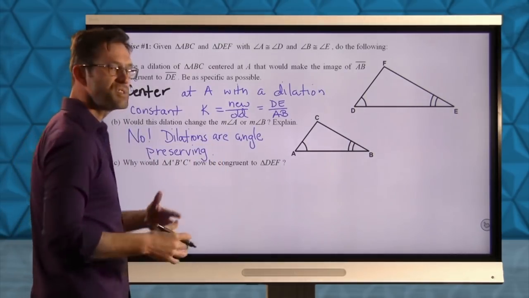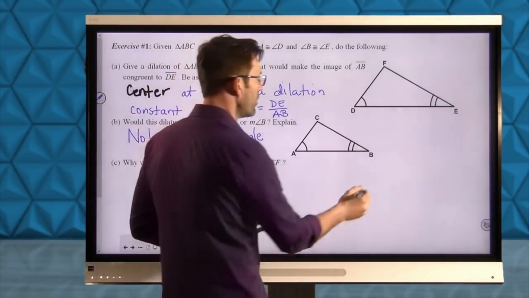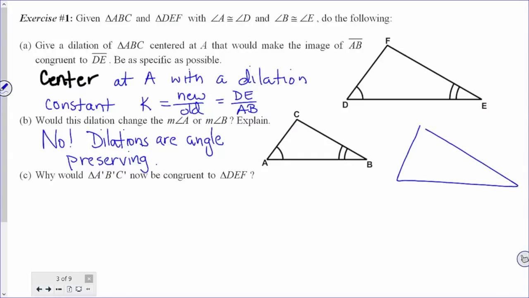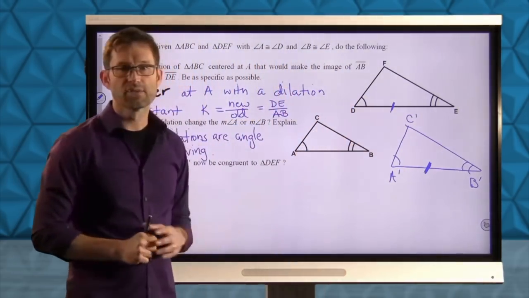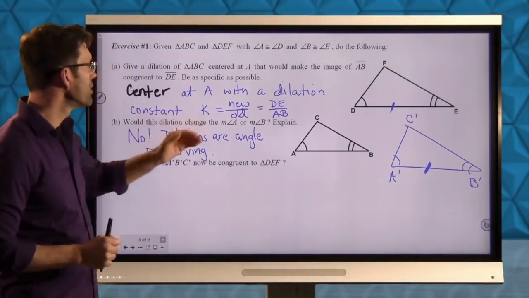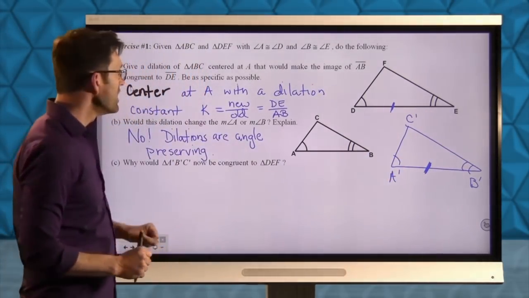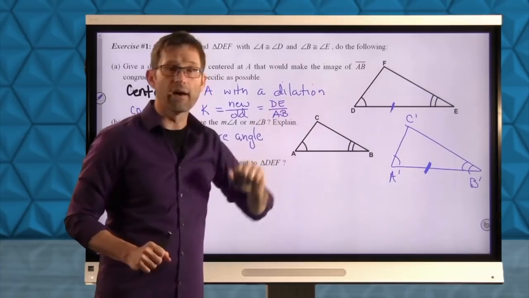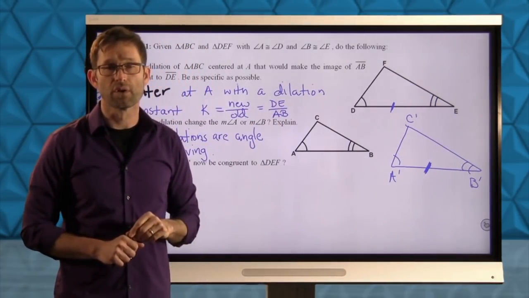So in this new triangle, C prime, A prime, B prime, we would know these two angles were still the same, and because of the dilation constant we've chosen, we would now know that those two side lengths are the same length. And that leads us into C. Why would triangle A prime, B prime, C prime now be congruent to triangle DEF? What would allow us to say that those two triangles are congruent?